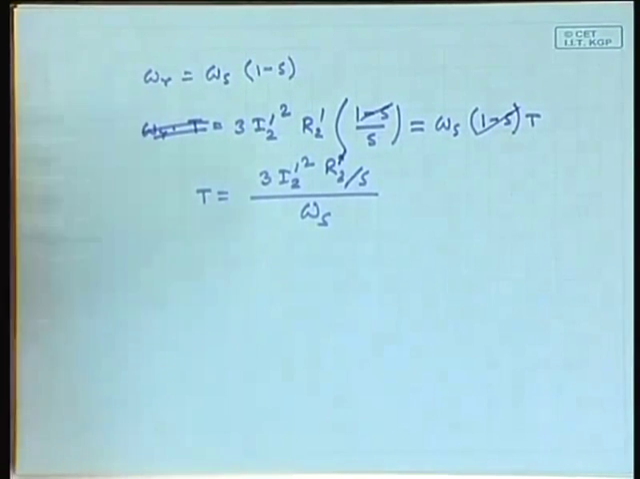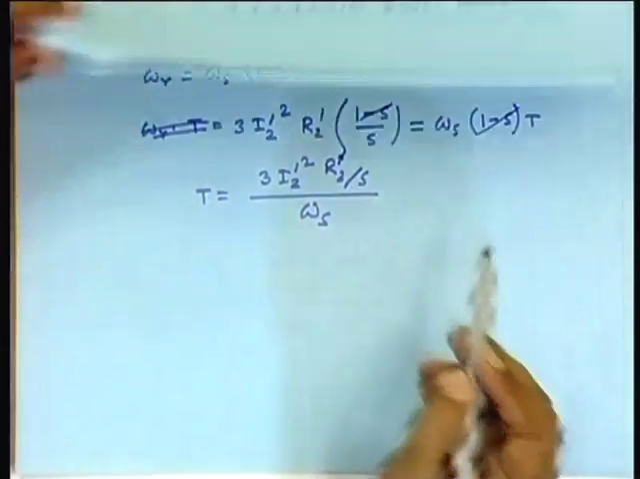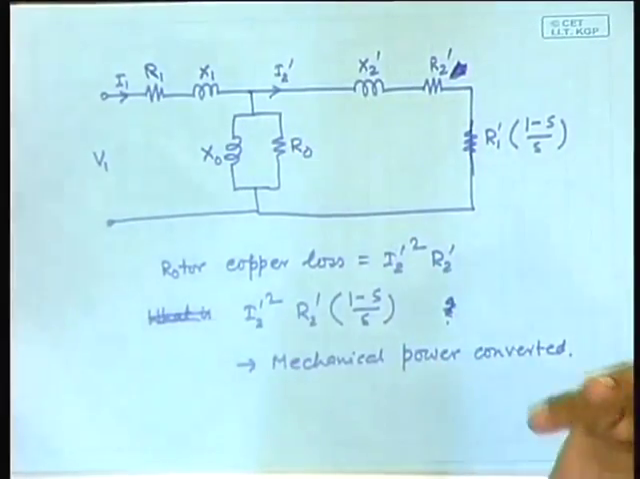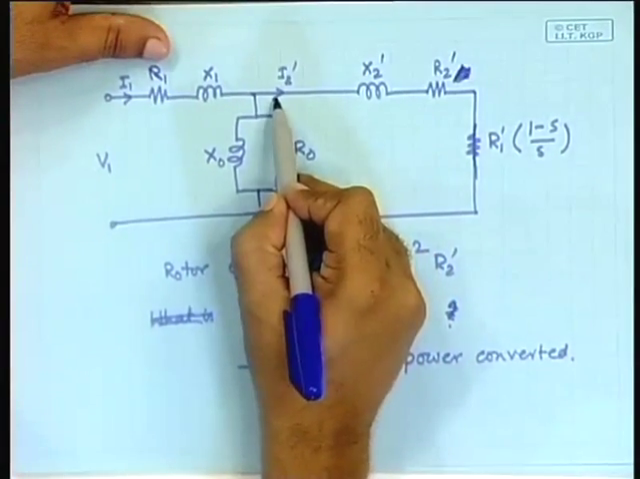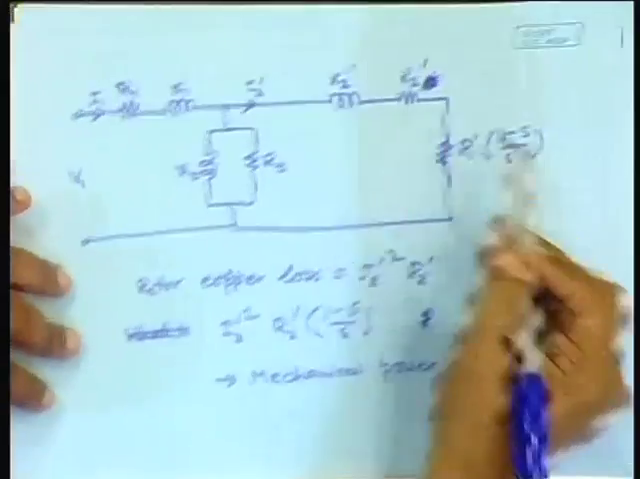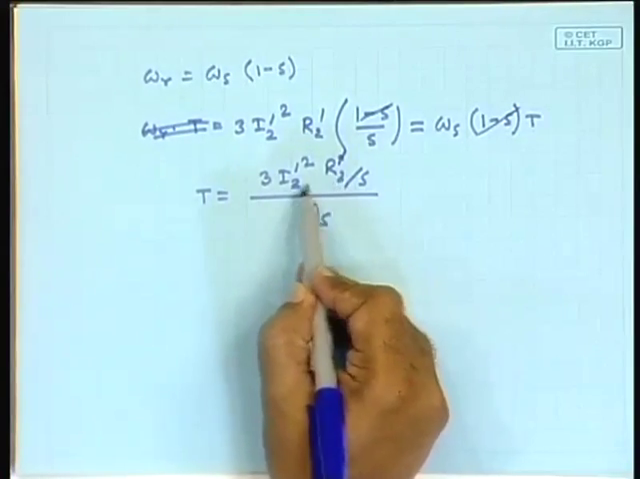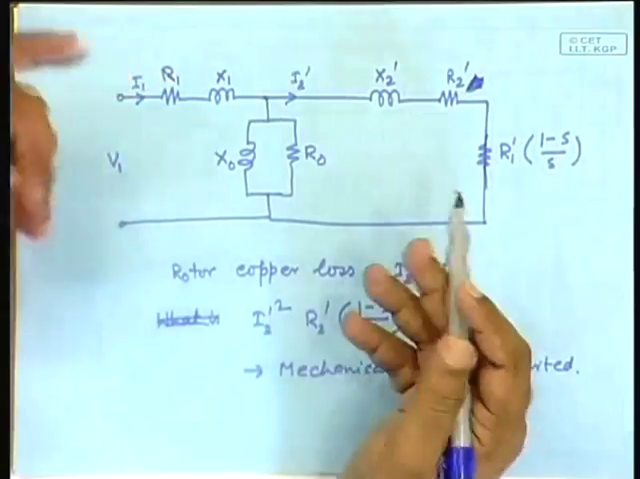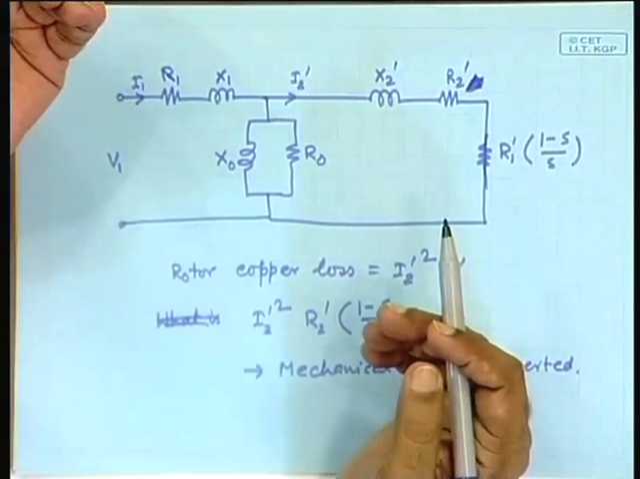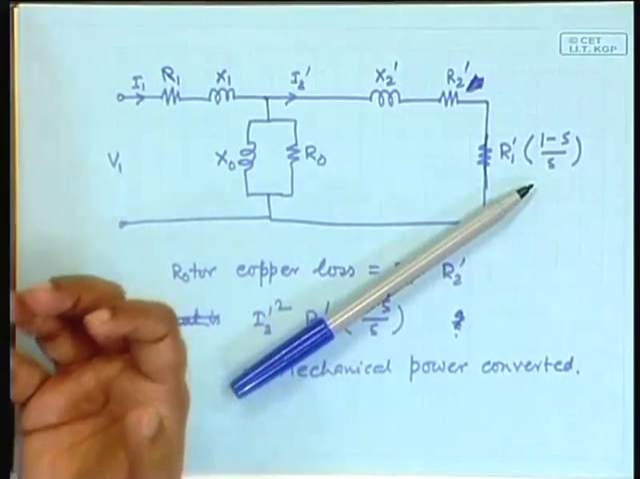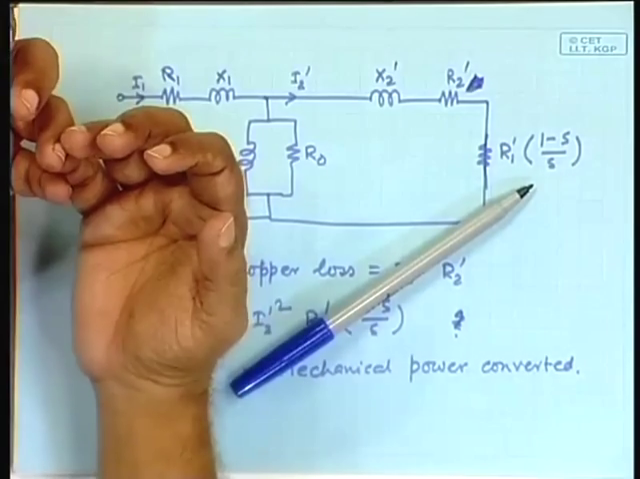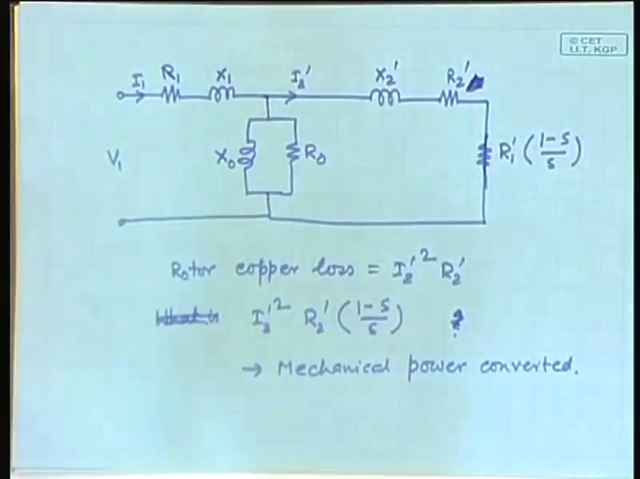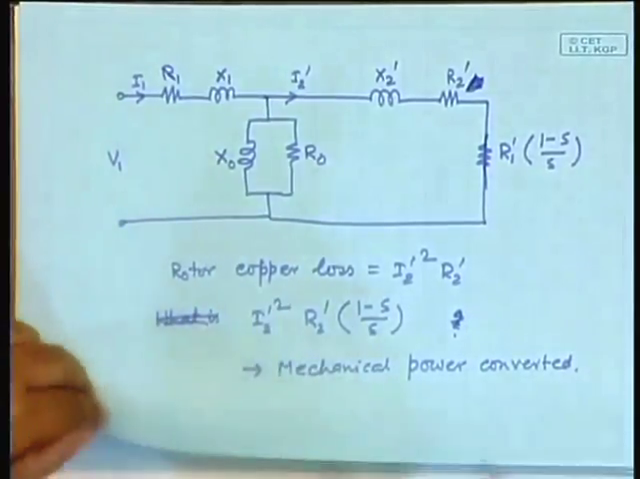Fine. Notice one very interesting thing. When we had written this as R2 dash by S, we were musing about what is the physical meaning of it, I2 prime square R2 prime by S. See, we have come back to it. So, what is it? This is the mechanical power and this is the rotor copper loss. So, if you take them together, what is it? The power that goes across the air gap. The power that is electromagnetically transferred across the air gap is what you get when you multiply I2 dash square times R2 dash by S, which is a summation of these two, and that is what is appearing here.